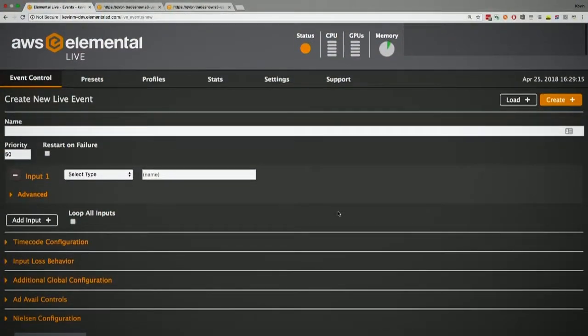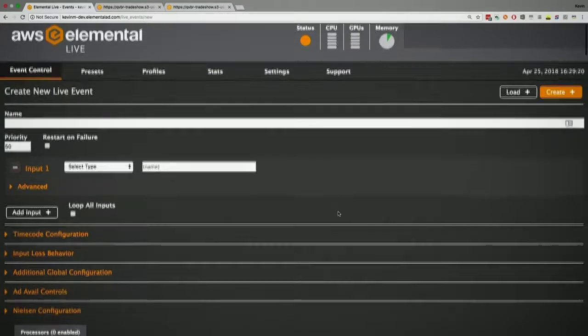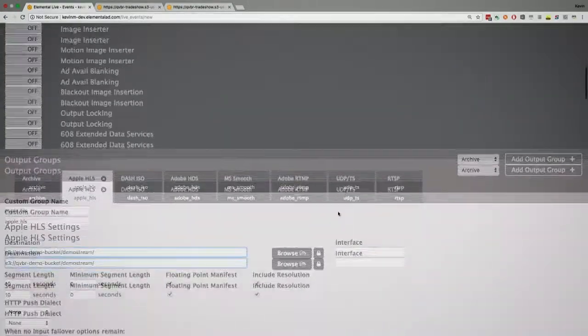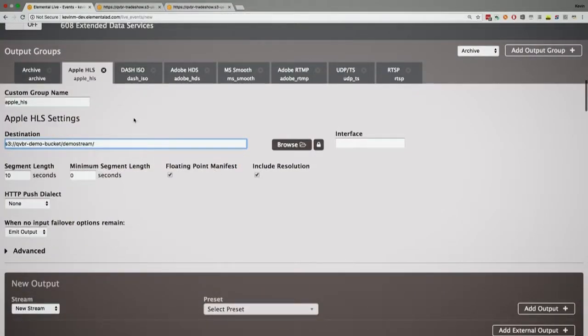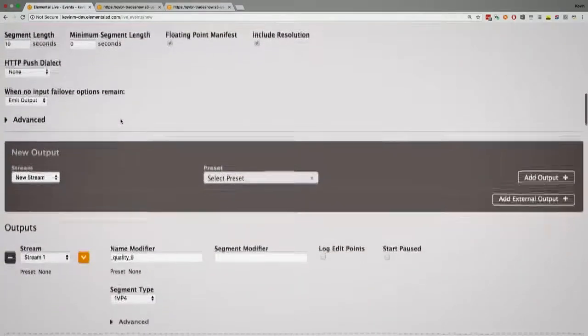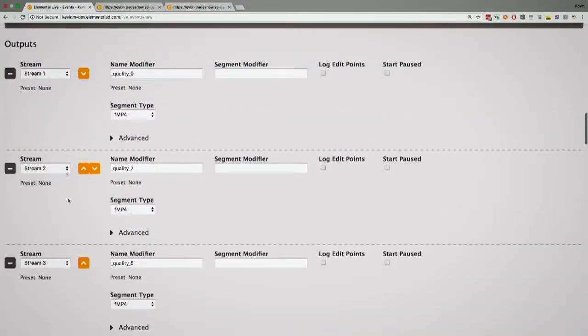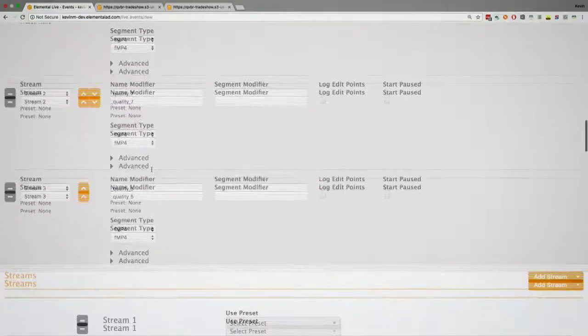So, here on my screen, I've got the user interface for AWS Elemental Live, where we configure new transcoding channels. For those of you that are familiar with AWS Elemental Live, you'll see this is very straightforward. I have configured an output group here supporting HLS output. I've defined 3 streams, which I've just named at a quality level. Quality level 9, quality level 7, and quality level 5, whereas in the past I might have put a fixed bit rate in here. Here I put in a fixed quality.